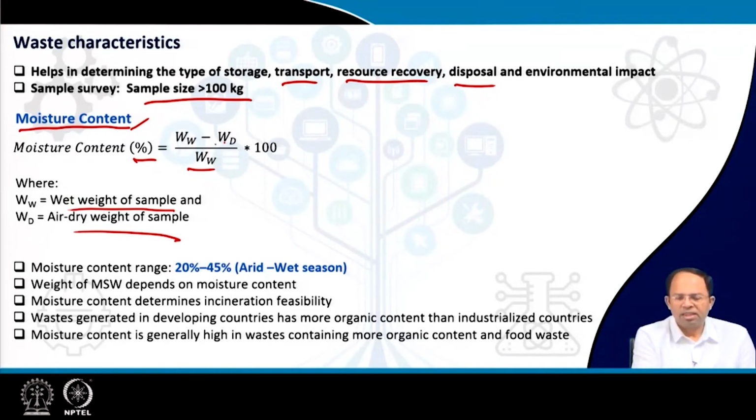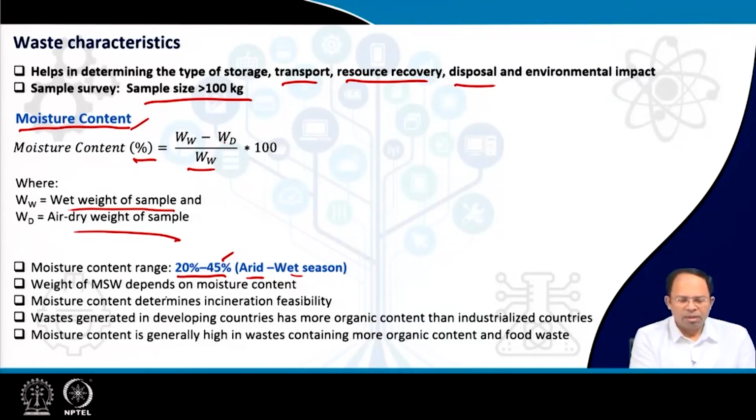So we just determine what is the weight of the water, and that's the moisture content of that particular waste. This ranges from 20 to 45% in India. Sometimes it's even more than this. Usually in dry areas we will get moisture content around 20%. In wet season, in other areas which are very wet, we can get around 45% or even more.